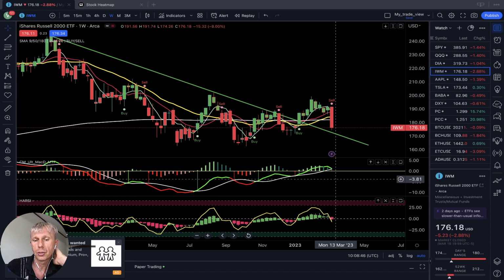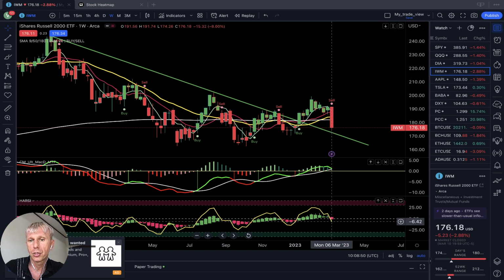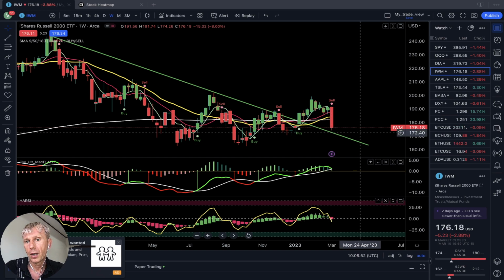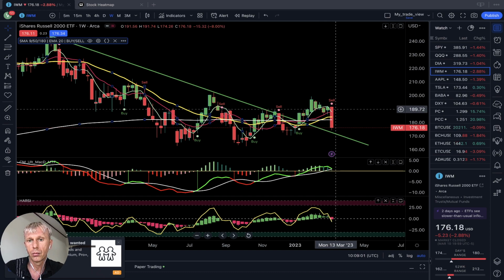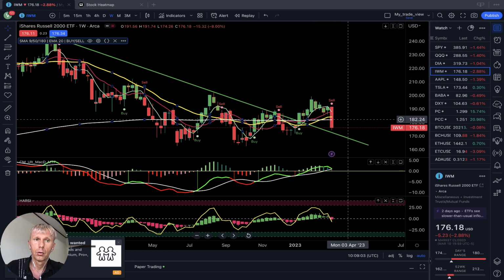MACD ready for bearish crossover. Heikin Ashi changed from green to red. RSI in the bearish territory. MA5 wants to do a bearish crossover also. Yeah, it's ready for bearish crossover over 10. Sell signal on the script. Bearish trend on weekly time frame for IWM. IWM wants to go bearish. Let's move to daily.